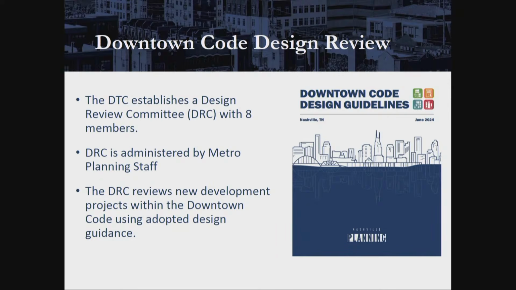To talk just a little bit about the structure of the downtown code and how projects are reviewed through the downtown code, there's a special body associated with the downtown code called the Design Review Committee. That is a body that is established by the downtown code and is made up of 8 members. It's administered by the Metro Planning staff. And the Downtown Code Design Review Committee reviews new development projects within the Downtown Code, and they use adopted design guidance when they're making those decisions.